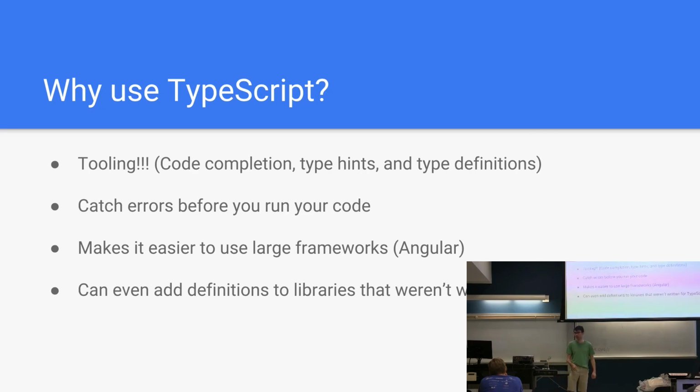My main reason is the tooling. It allows you to do code completion, type hints, and type definitions. And this really makes my code feel nicer to navigate and know what's going on, being able to refactor code easily. You can also catch errors before you run your code, for basic things.